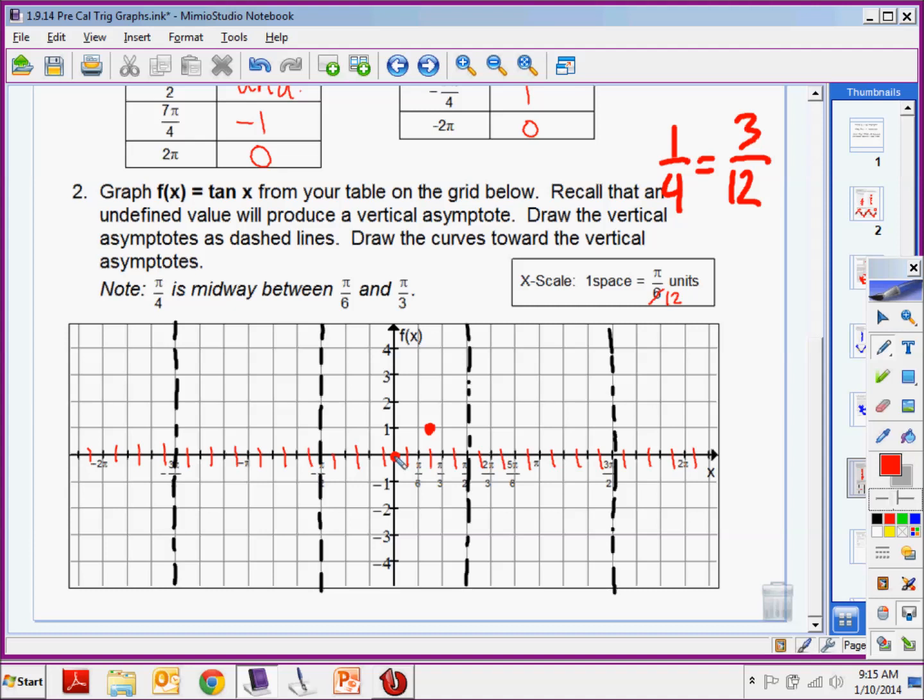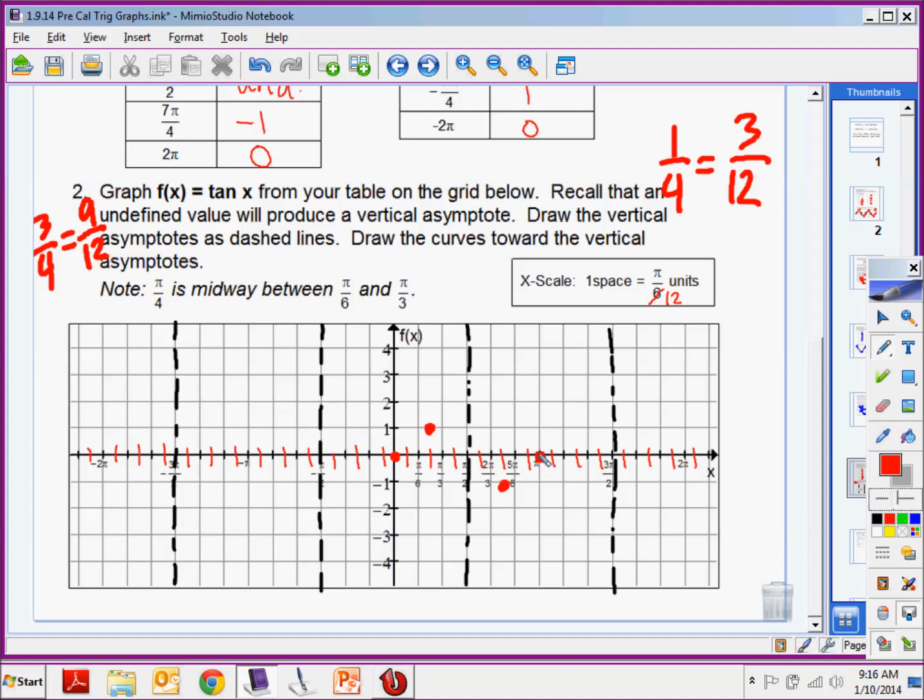3 pi over 4 will be 9 over 12. 3 over 4 equals 9 over 12. So how many tick marks do I have to go? 9. 1, 2, 3, 4, 5, 6, 7, 8, 9. So 3 pi over 4 is between 2 pi over 3 and 5 pi over 6. So here I'm going to put -1. At pi I'm going to put 0.